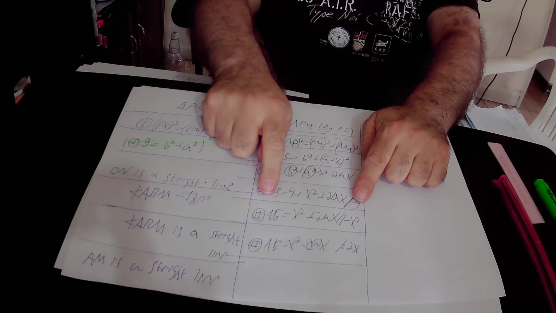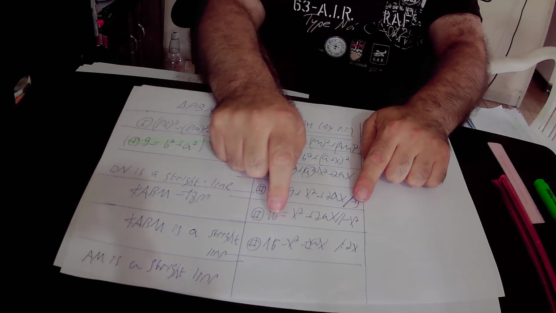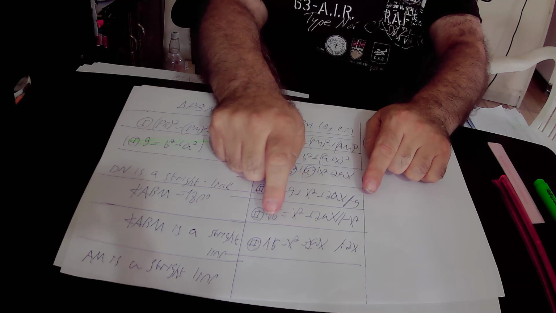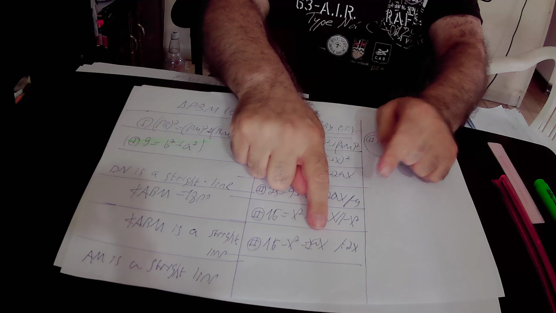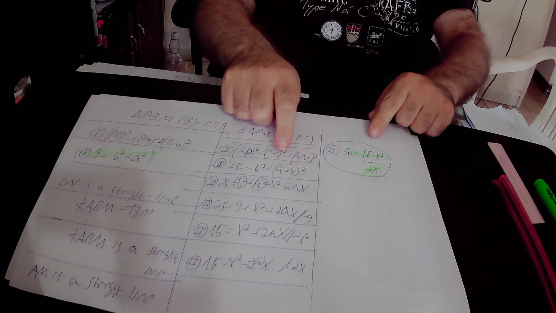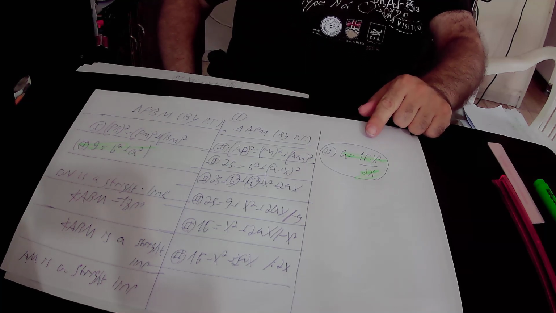Here we subtracted X squared from equation number 2, and found out that 16 minus X squared equals 2AX. Here we divided equation number 2 by 2X, and found out that A equals (16 minus X squared) over 2X. So we have the value of A in terms of X.